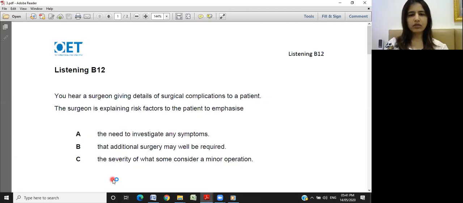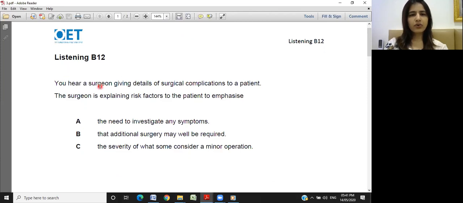Okay. So now third question. Here also you hear a surgeon giving details of surgical complication to a patient. Now here also it is given that the surgeon is explaining risk factors to emphasize what? So again, what is the surgeon trying to emphasize?